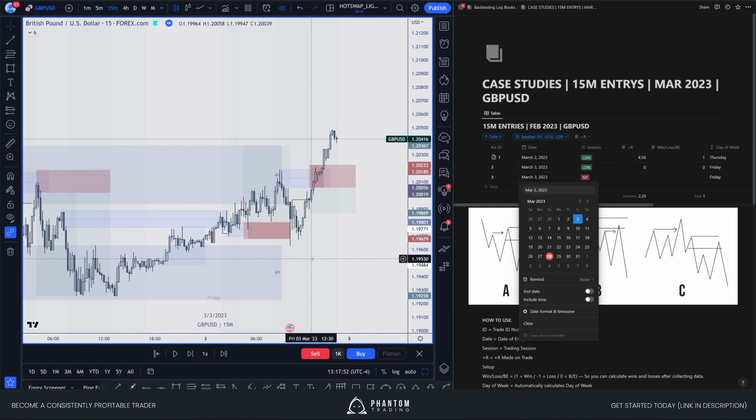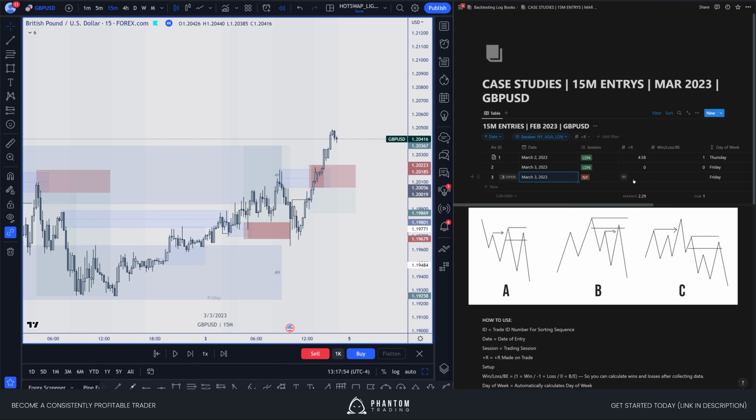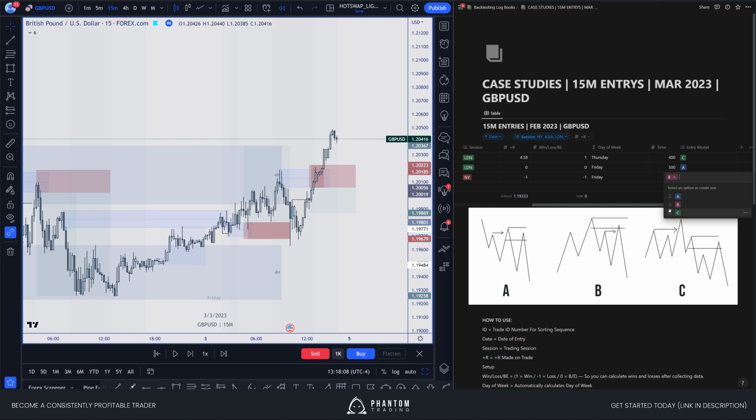We would have entered it around 12:45, I would say, is when we would get tagged if we left the limit, right? And now I'll do -1, and we'll do -1 here, okay? And this would have been New York session, that's correct. And 12:45, and this would be Model B, okay?